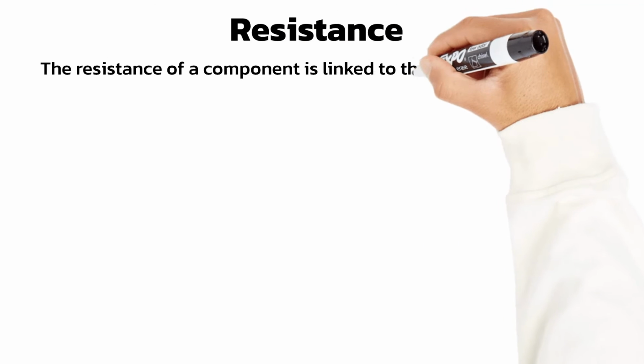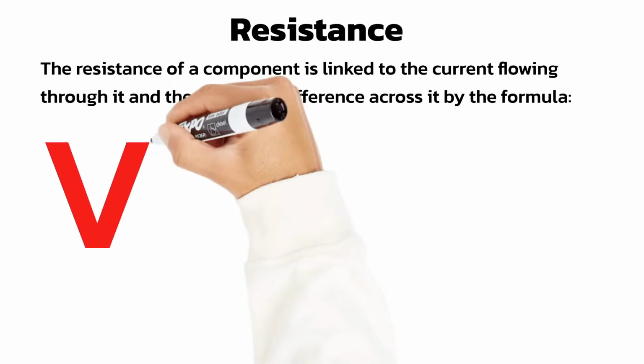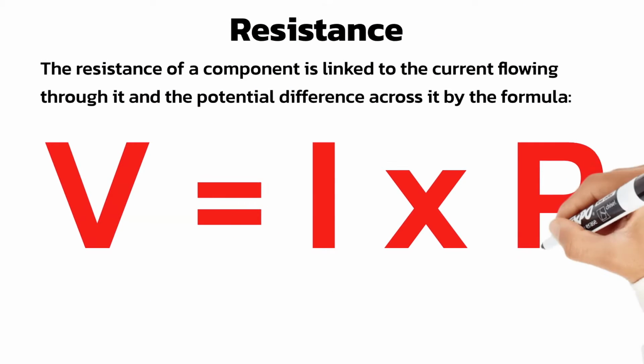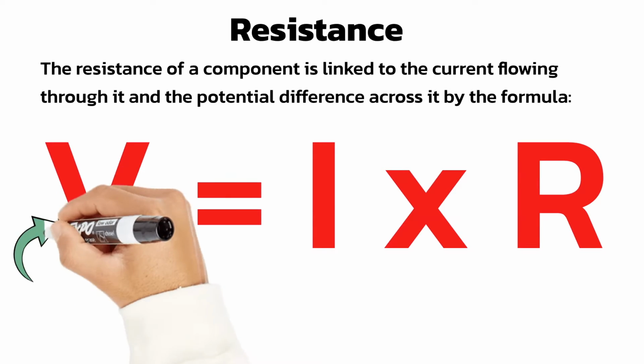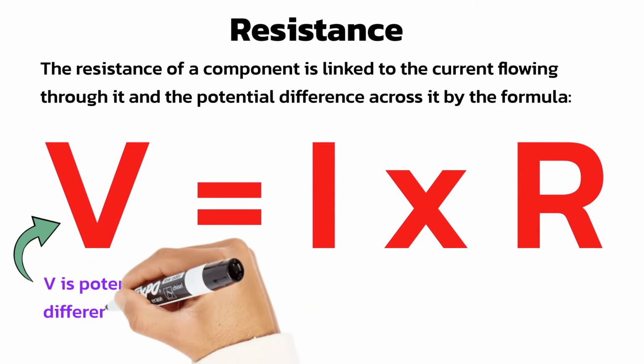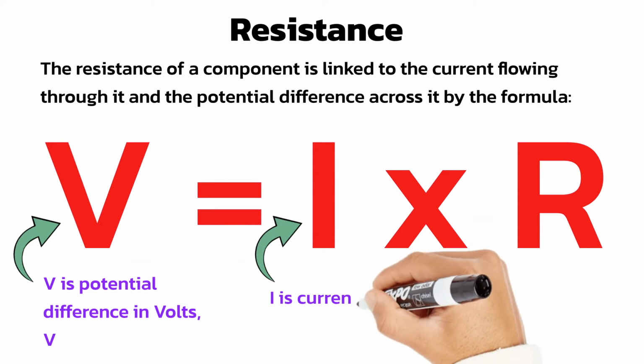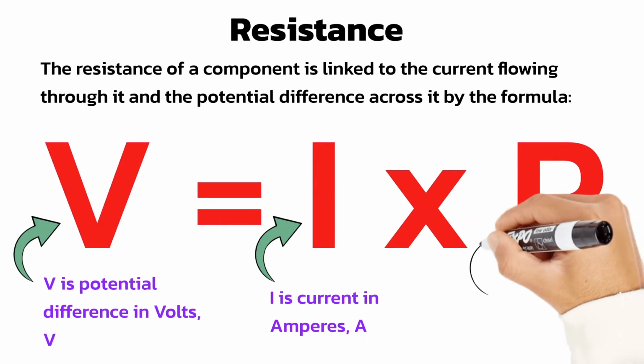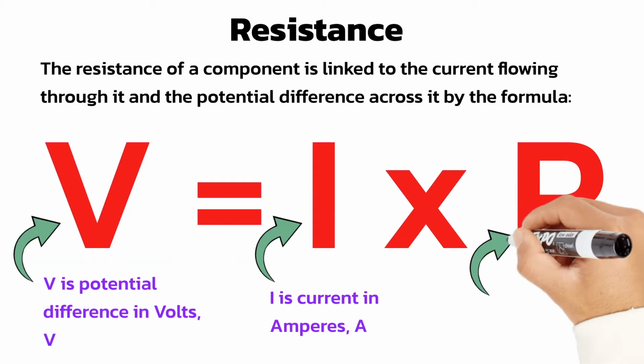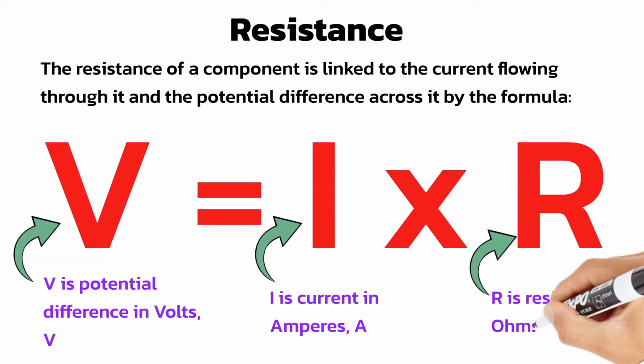The resistance of a component is linked to the current flowing through it, and the potential difference across it, by the formula, V equals I times R, or simply V equals IR, where V is the potential difference, measured in volts. I is the electric current, measured in amperes, and R is the resistance of the component, measured in ohms.